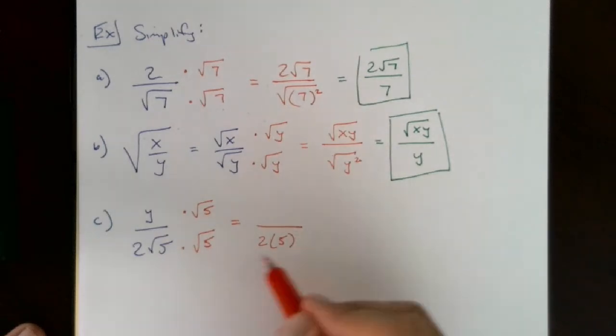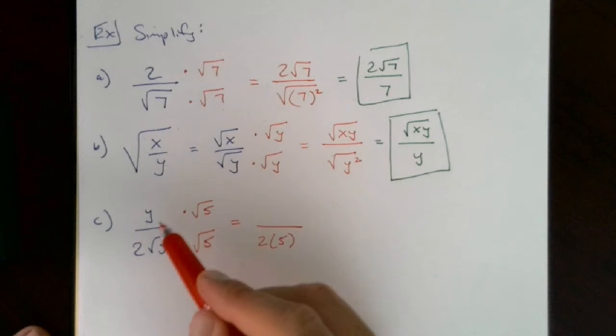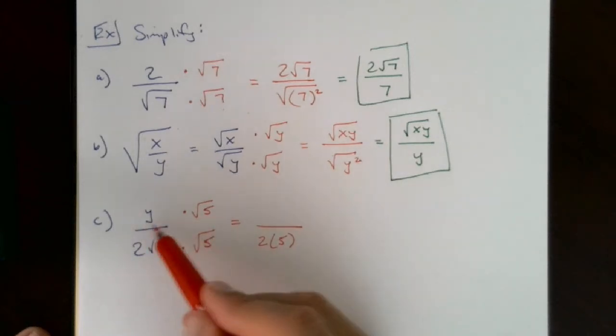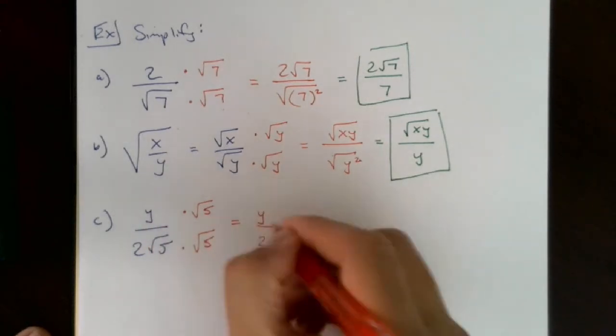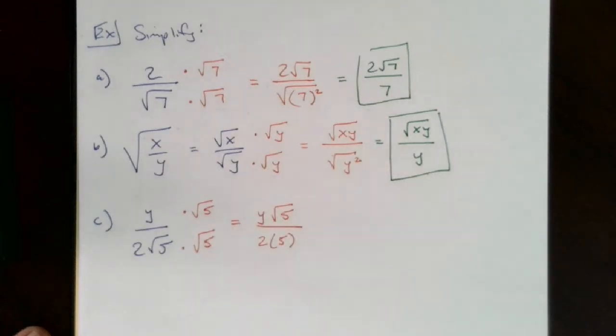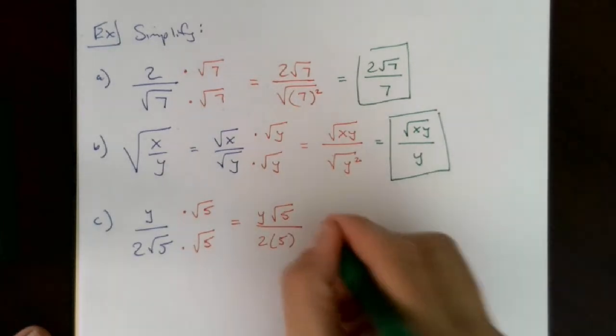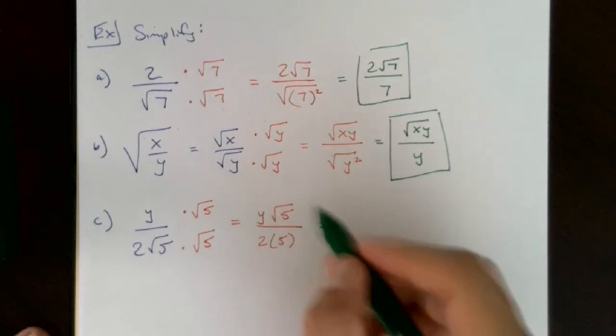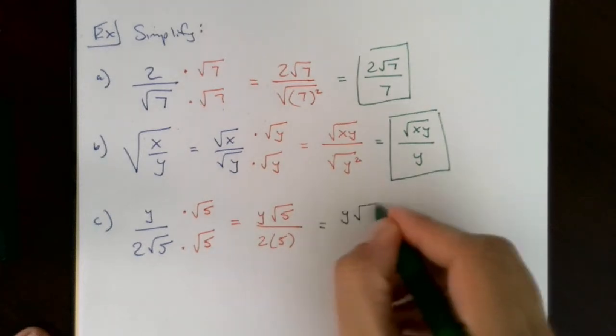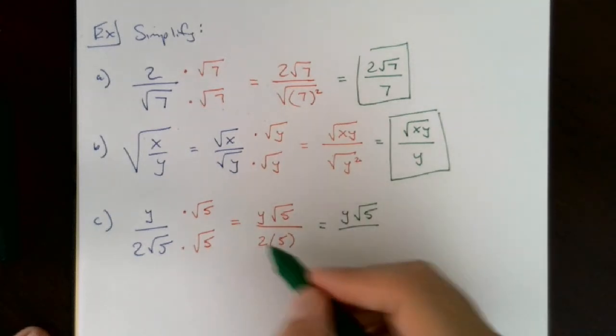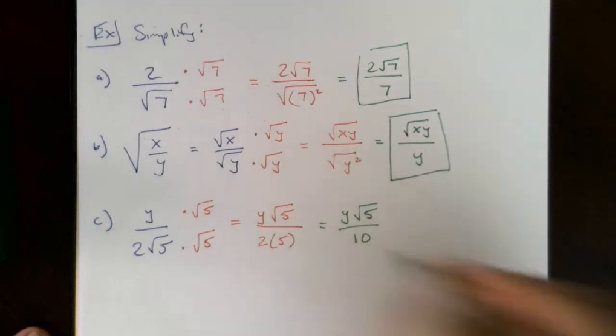Make sure you know the 2 is still in front. So you got 2 times 5. In the numerator, y times square root of 5. Since the y is not underneath the square root, keep it in front, so it's y square root 5. And then we'll simplify here. Square root of 5 doesn't have any perfect square factors other than 1, so we keep it as y square root of 5. In the denominator, you have 2 times 5, which would be 10.